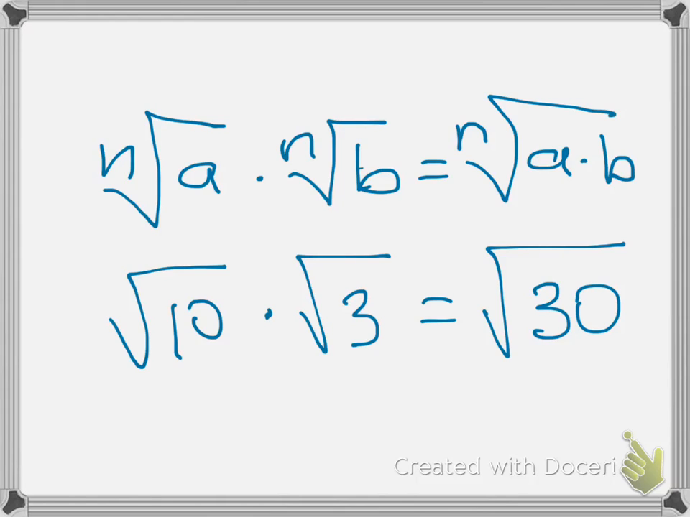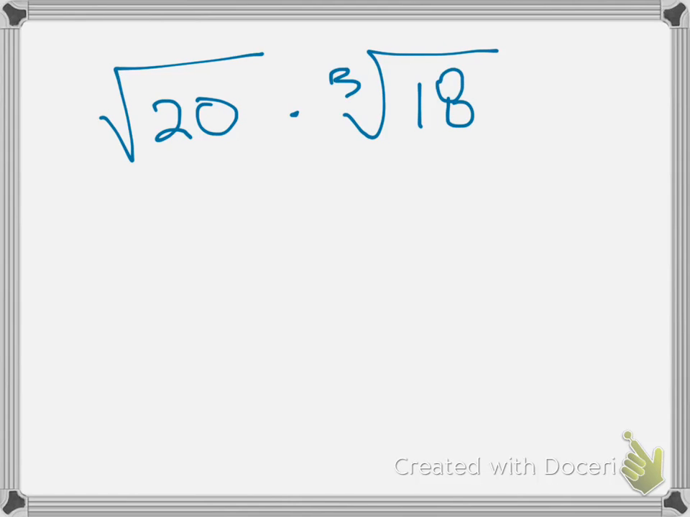Again, you do need to keep in mind that you can only use this property if the indices on the two radicals are the same. So for instance, if you are multiplying the square root of 20 times the cube root of 18, you could not combine those two because they're not the same type of radical.